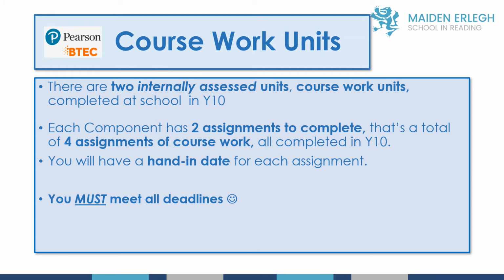So as I explained previously on the previous slide, you have 2 internally assessed units. That would be known as coursework, and within each of those 2 components are 2 assignments that need to be completed. So in total, to make up your 60% for this award, you need to submit 4 assignments of coursework. There will always be a launch, there'll always be a hand-in date, and you must meet all deadlines stated.